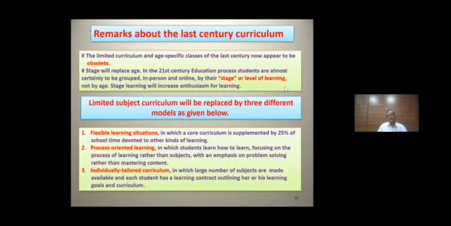Remarks about the last century curriculum. A few points I would like to share with you. The limited curriculum and age-specific classes of the last century now appear to be obsolete. Age-specific: one year you study first year, then you go to second year. Now if you study four years in engineering, you get a bachelor's degree. That type of concept must be removed.